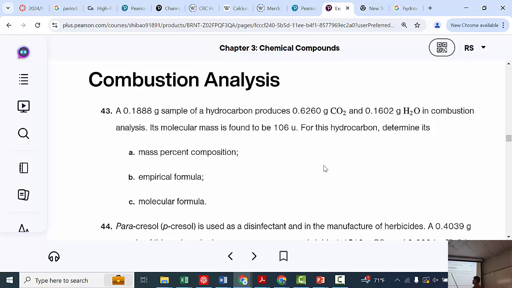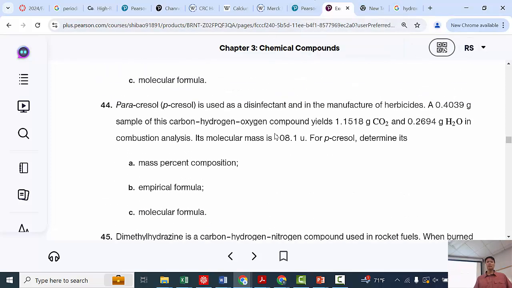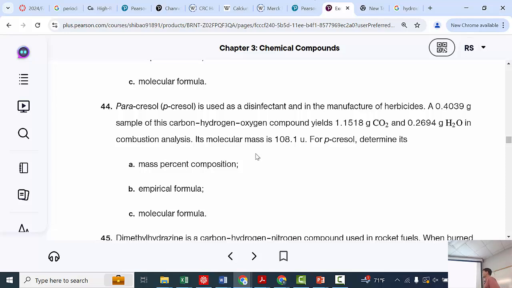Then its molecular mass is found to be 106, so this is a molecular compound. If its molecular mass is 106, then do you remember doing this? Going from the empirical formula to the molecular formula using the molecular mass. It depends on how much the empirical unit weighs. And so we could do that. This is also asking for mass percent, but we need the mass percent after we are at this.